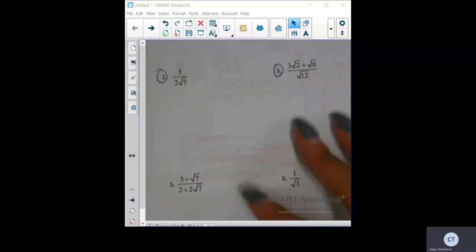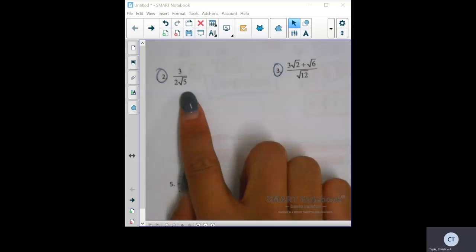When you're rationalizing a denominator, you're trying to get rid of the radical that's down here. If you were taking Algebra 1 on our campus, you definitely did this. If you did it at your other campus in middle school, you might have seen it, but you definitely saw this in Algebra 1 or geometry on this campus.